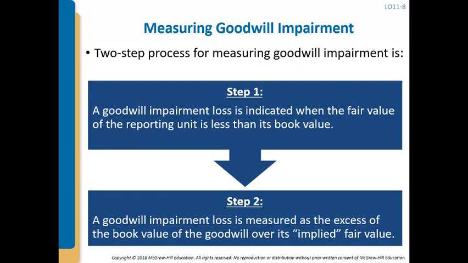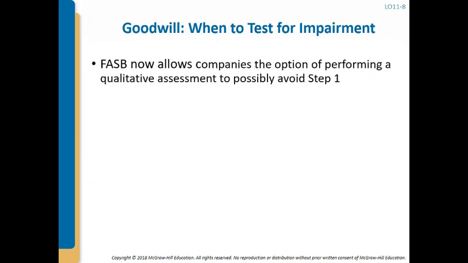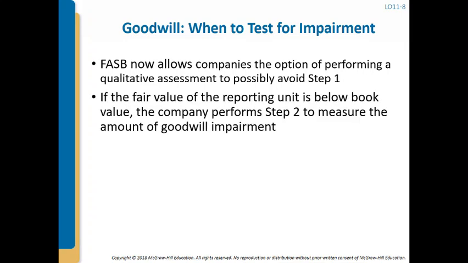So the best way to show you this is by example. And again, usually step one is simply a qualitative assessment, so you don't have to go through and have appraisers do step one. So if the fair value of the reporting unit is below book value, the company performs step two to measure the amount of the goodwill impairment.